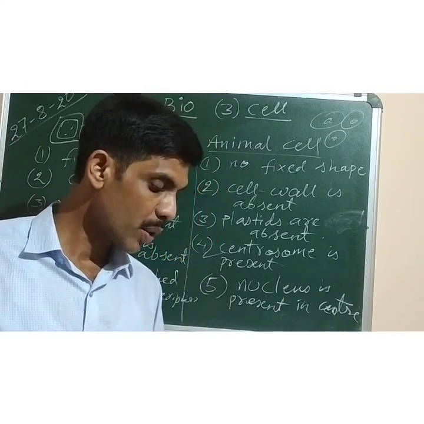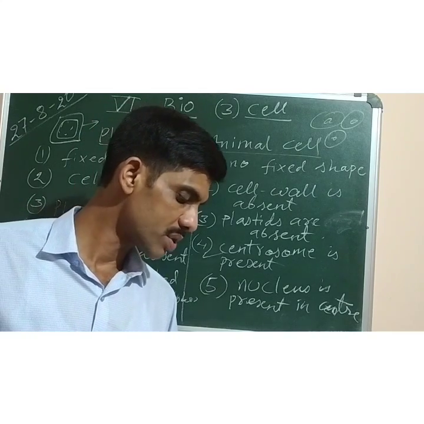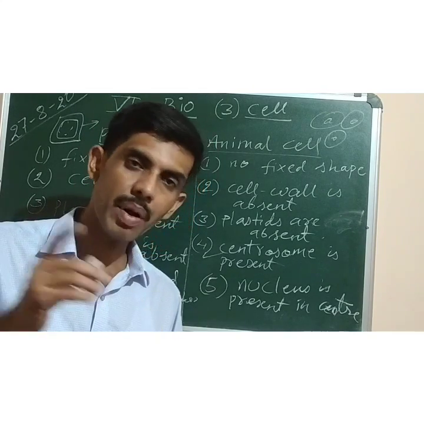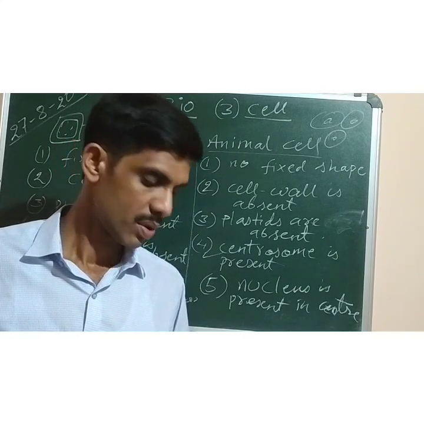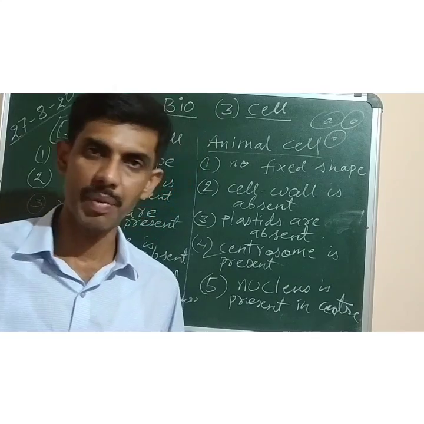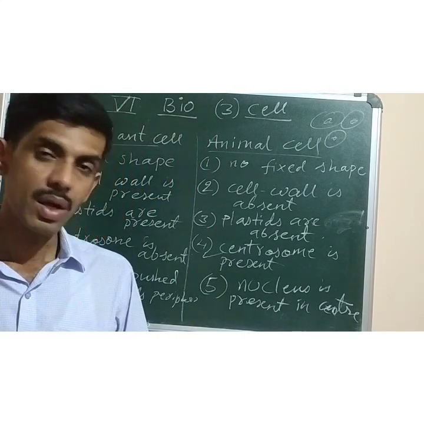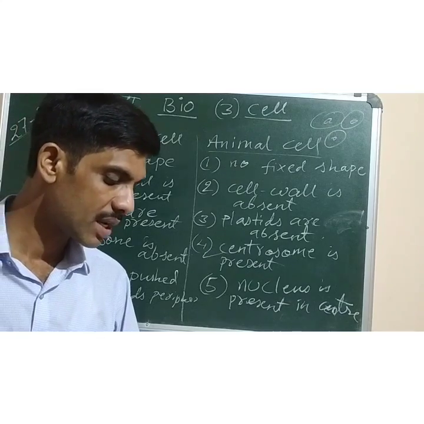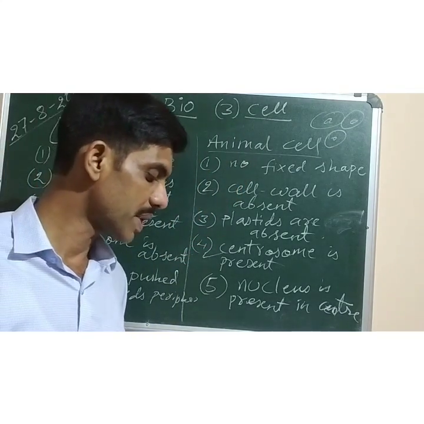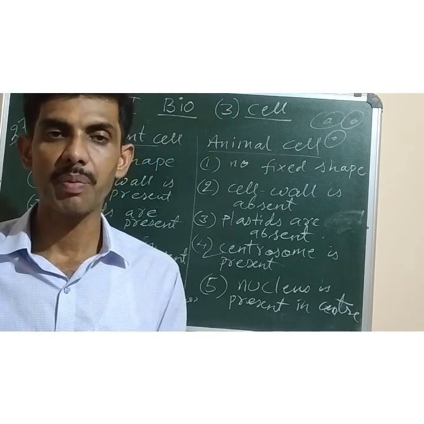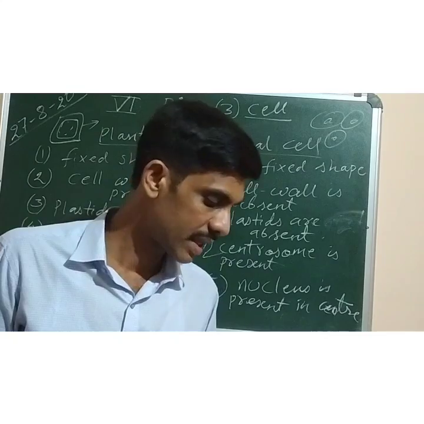Fourth one, endoplasmic reticulum extends from the nuclear membrane to cell membrane or nuclear membrane to cell wall. The correct answer is from the nuclear membrane to the plasma membrane or the cell membrane, not to the cell wall. So the first choice is correct. And the fifth one, chromatin is present in the nucleoplasm or cytoplasm. The correct answer is the nucleoplasm. It is a part of the nucleus, not a part of the cytoplasm. It is the genetic material.